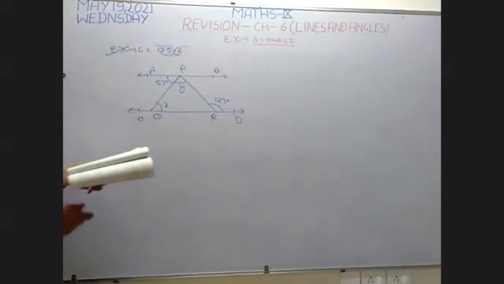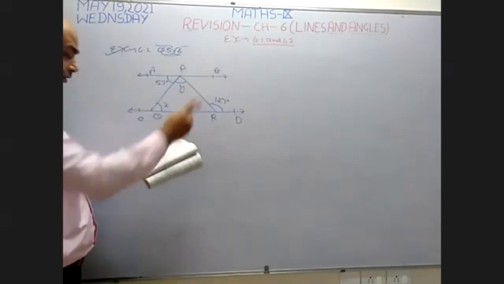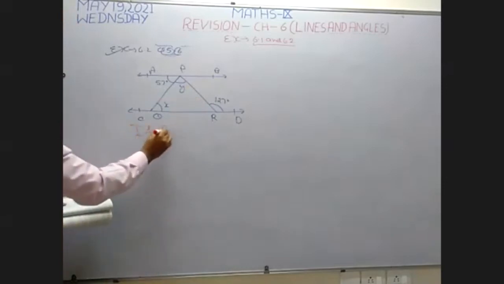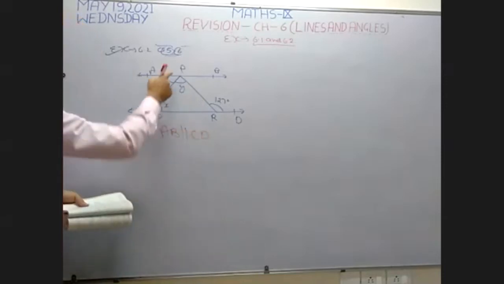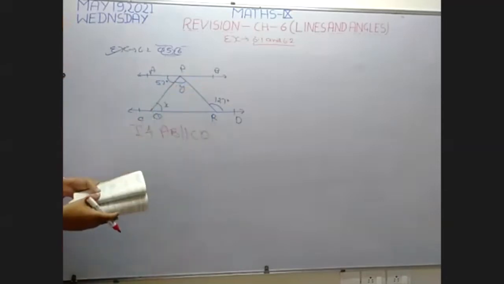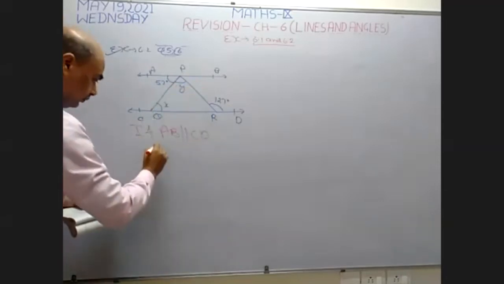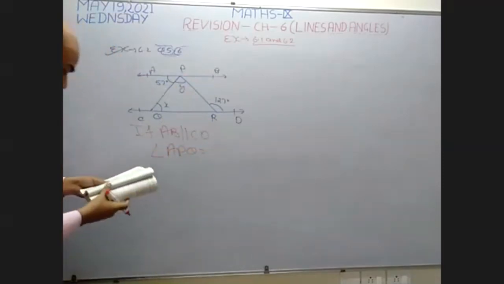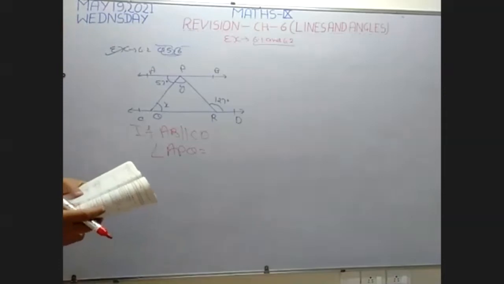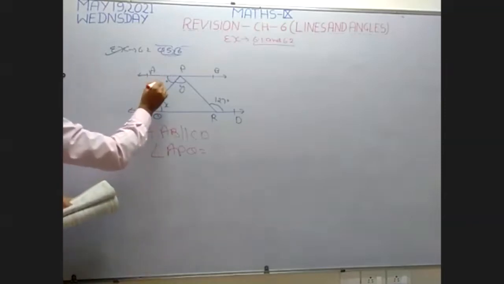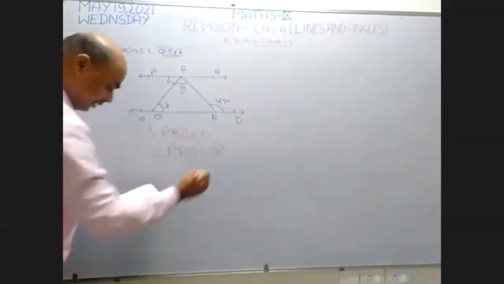In this question, it is given that in the given figure, AB is parallel to CD, meaning these two lines are given parallel. Line AB and CD are parallel to each other. After that, angle APQ is 50 degrees. This is given as a 50 degree angle.